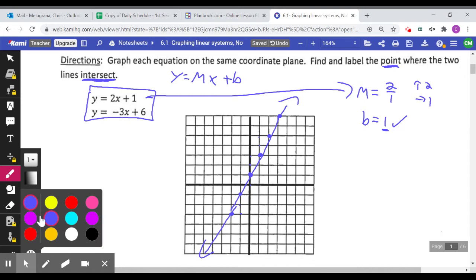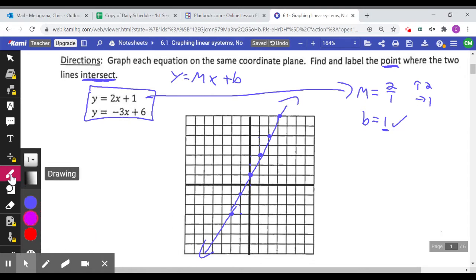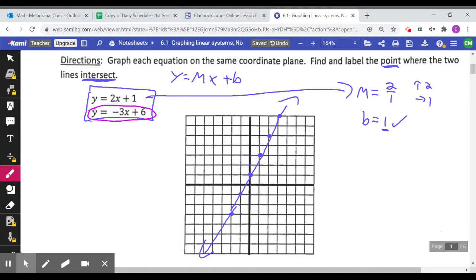Okay, the next one, let's say I'll put this in purple, this graph. So this y equals negative 3x plus 6. Remember, it's in slope-intercept form. M is negative 3 over 1, and b is 6. So we begin this graph at 6 on the y-axis. So let's see here. We're going to go up from the origin 1, 2, 3, 4, 5, 6. That's where we begin this graph. So put a check mark.